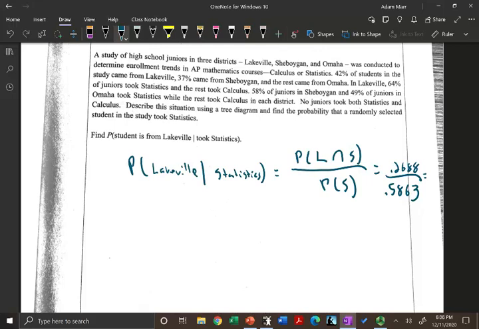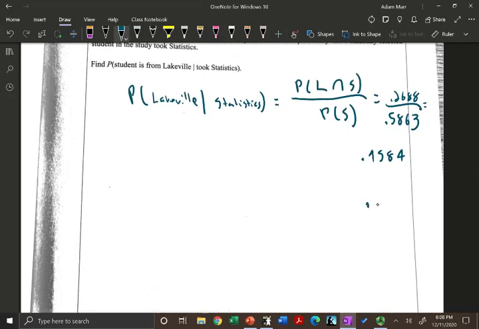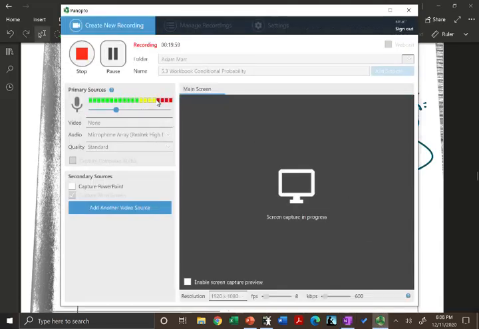So we're going to divide that. 0.2688 divided by 0.5863 is 0.4584 is our answer. Now we can round if we want. If you want to round that to 0.458, that's fine, but I'll keep it as 0.4584. So there we go. The probability the student is from Lakeville, given that they took statistics, is 0.4584. All right, that is it. Have a good day, guys.